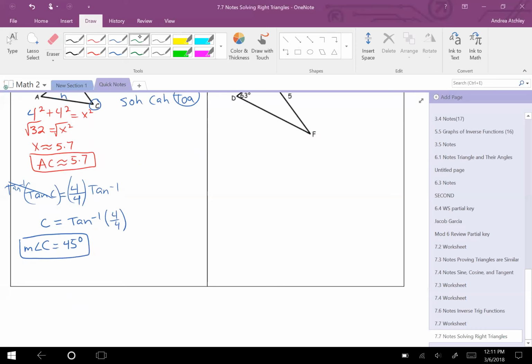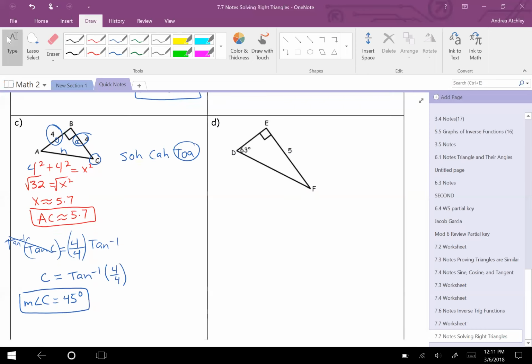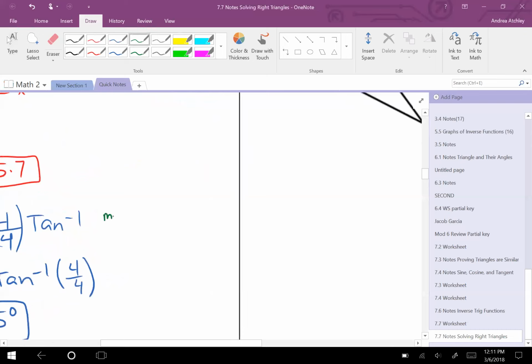Then to find the measure of angle A, you would do the measure of angle A plus 45 plus the right angle, which is 90 degrees, equals 180. You would combine your like terms and get the measure of angle A plus 135 equals 180. Subtract the 135, and I get the measure of angle A equals 45 degrees as well.